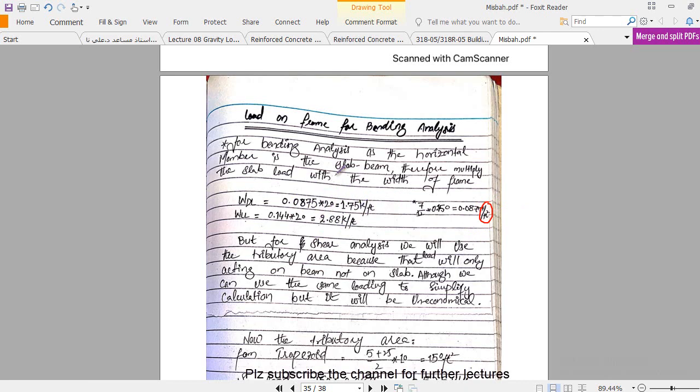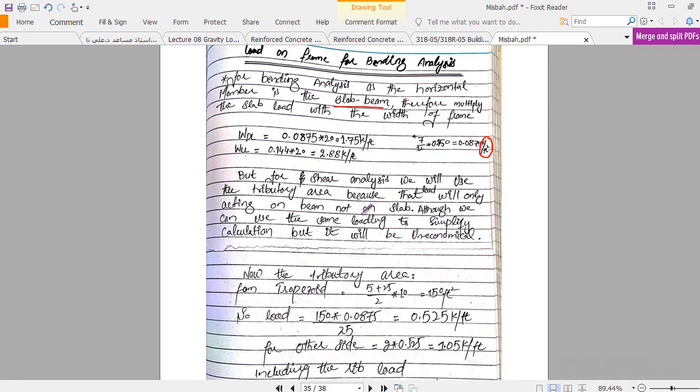slab. Remember, we are dealing with the slab beam, which covers both slab and beam. We are not doing the analysis just for slab or just for beam. So that's why we have to convert the load to kip per feet. Clear?